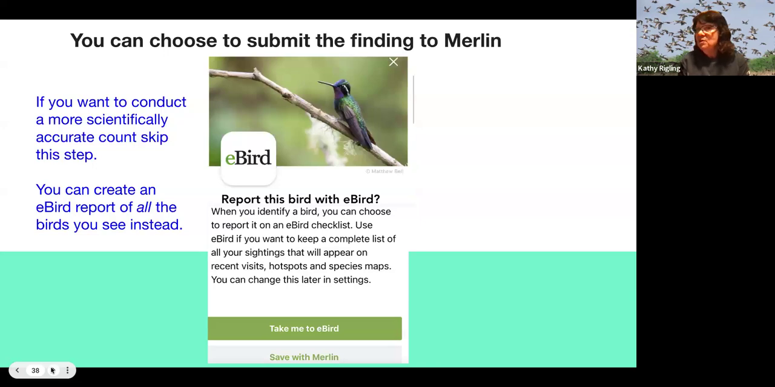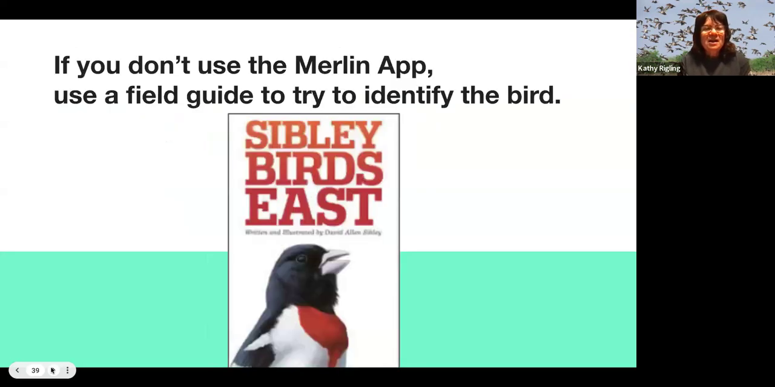You can choose to submit your data to Merlin, which will get it to be counted scientifically. But the only problem with that, you can only count one individual. You can't count it if it's a group, and then you can't add other birds. You'd have to do a separate Merlin for each one. But if you have younger students, this would be a good way to go. If you don't use Merlin, use a field guide to try to identify the bird. There's a lot of really good ones out there.